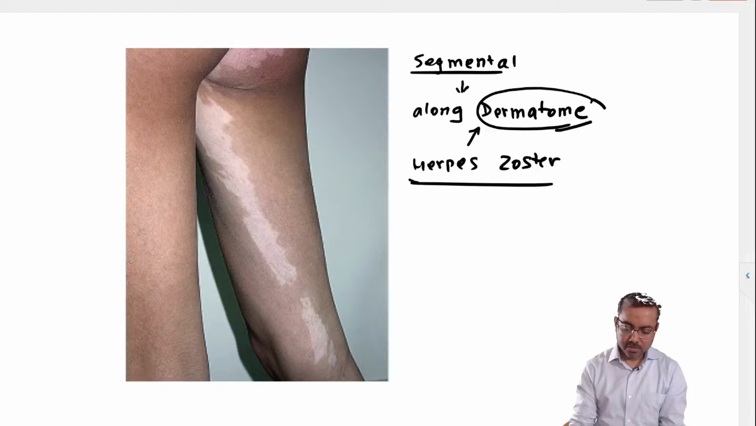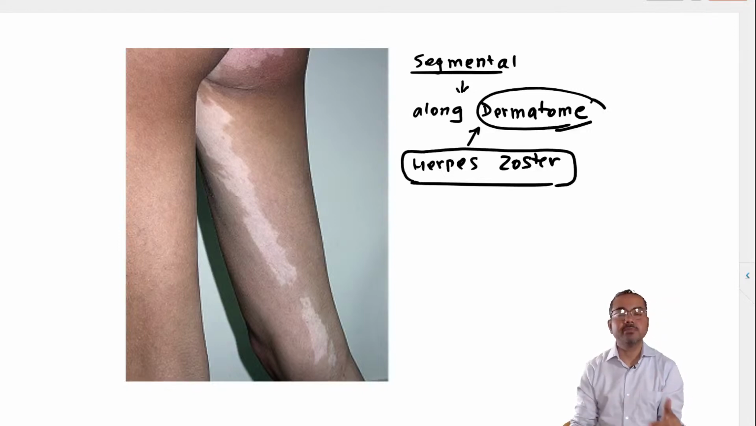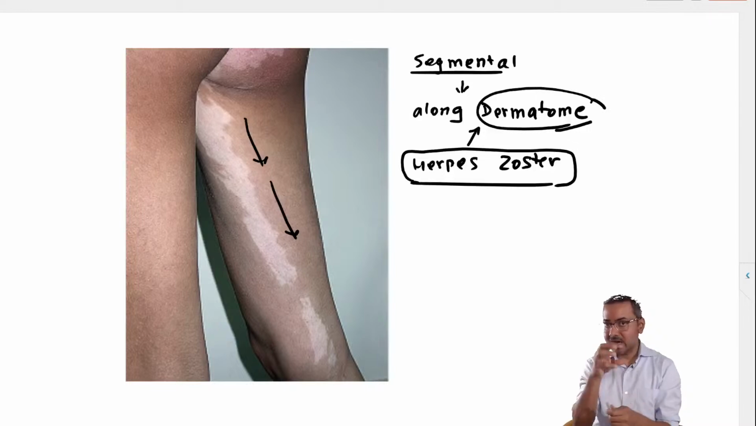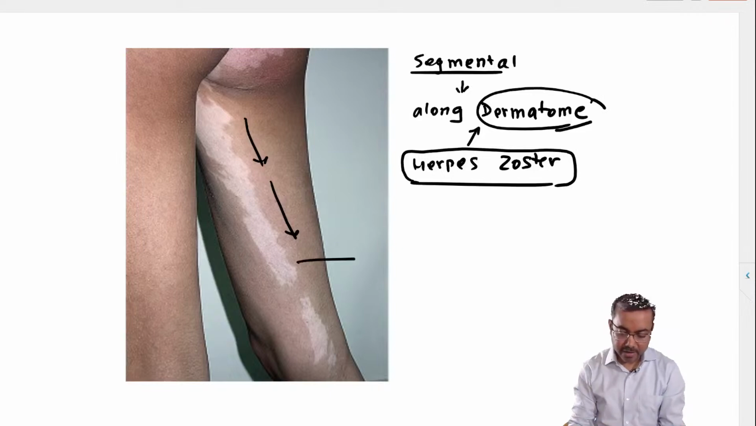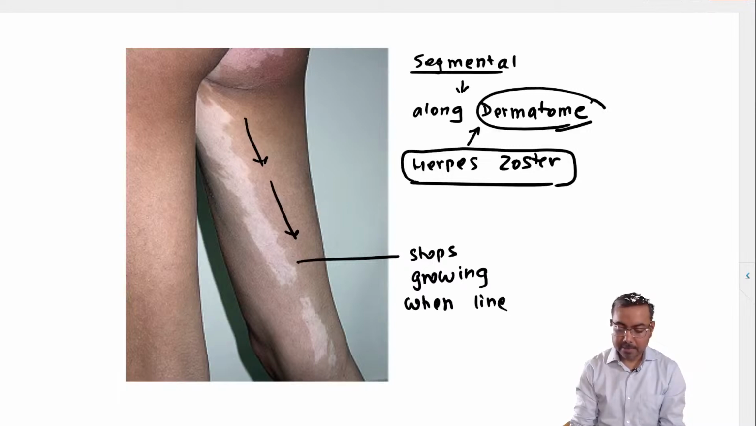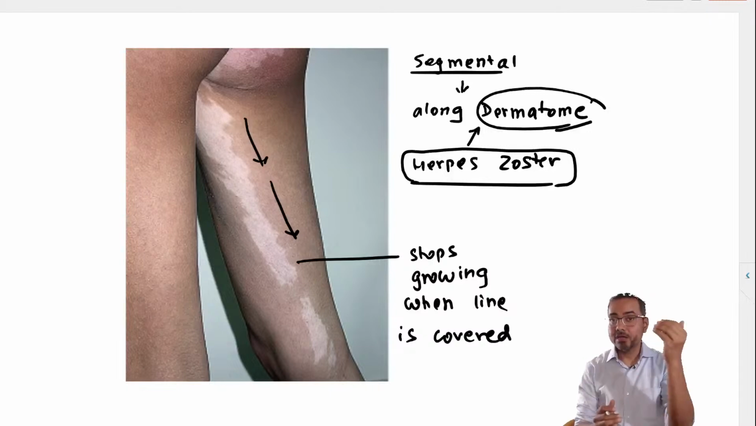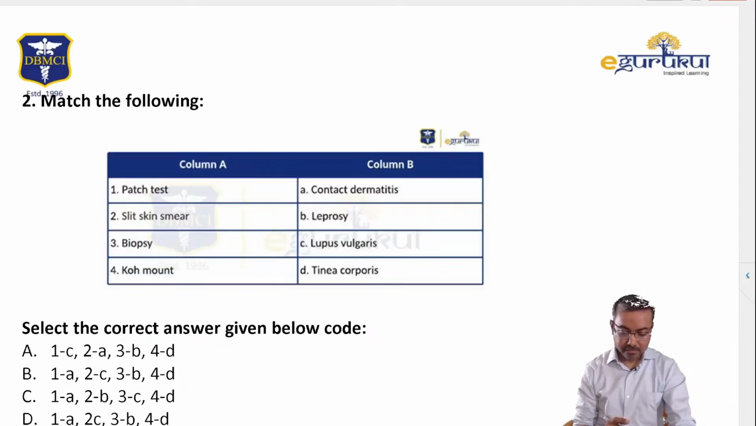So herpes zoster is also a disease along dermatomes. This is segmental vitiligo. What segmental does is it starts from one nerve end and increases along the entire nerve, and it stops growing when the line is completely covered. When the nerve is completely covered, that's called segmental vitiligo. Got this, please?